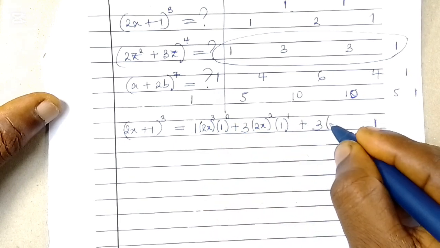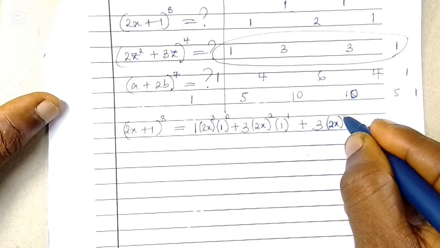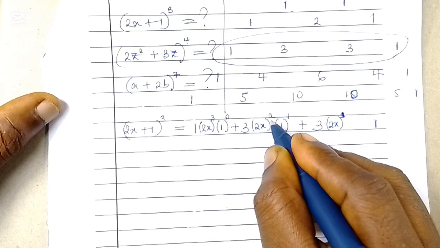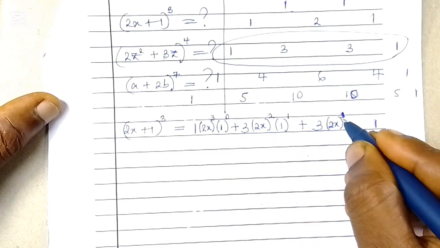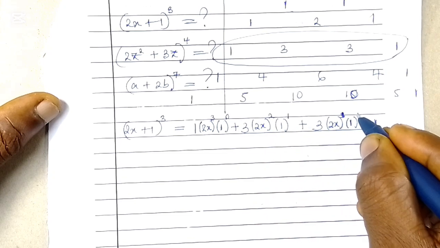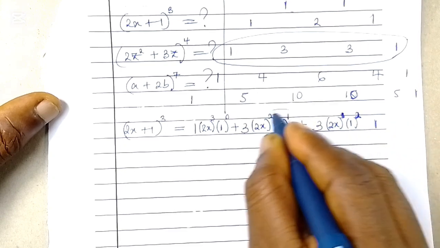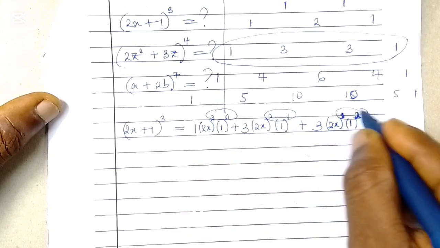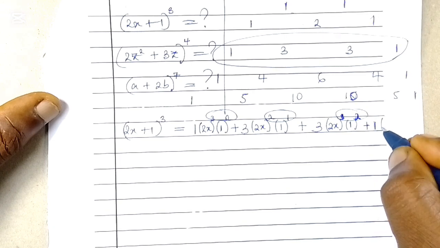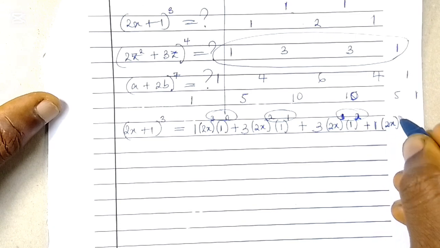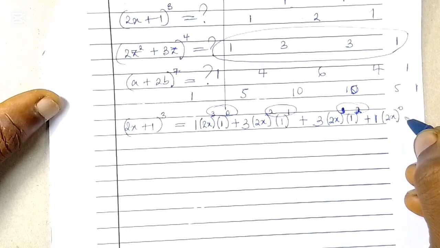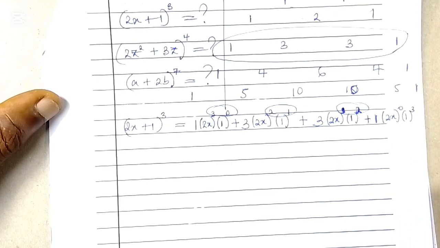Plus, I'm going to put here 2x raised to the power of 1 because the first term will drop its power by 1 again from 2 to 1, and this will be from 1 to what? To 2. So at all points, the total power is 3. Then the last will be plus 1. Let's put here 2x raised to power 0 because it will diminish by 1 again, and then this will be 1 raised to the power of 3.